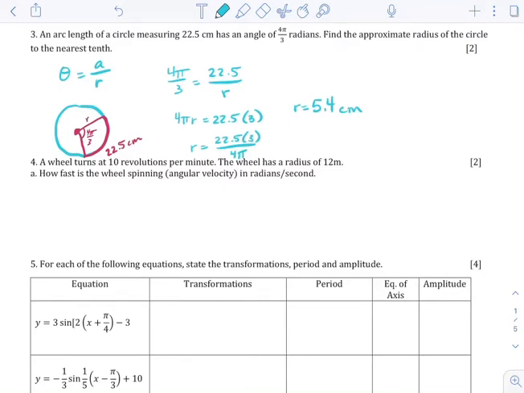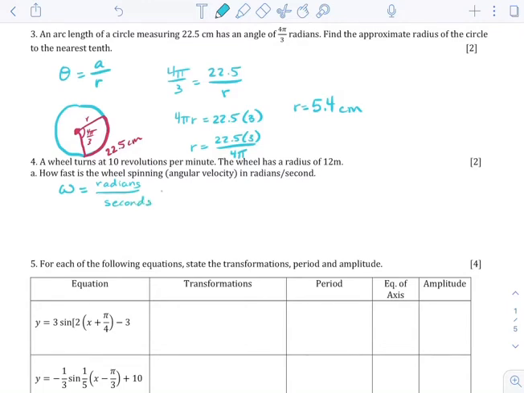For question 4, it says, a wheel turns at 10 revolutions per minute. So every minute, a wheel goes around 10 times. The wheel has a radius of 12 meters. How fast is the wheel spinning? The angular velocity in radians per second. So remember, angular velocity was like omega like that. It was radians, and we want seconds on the bottom.